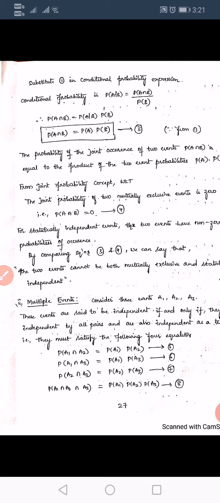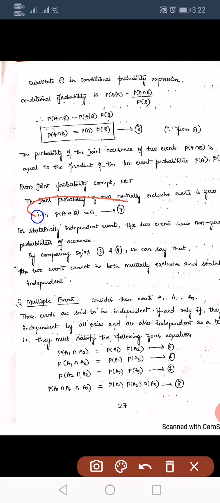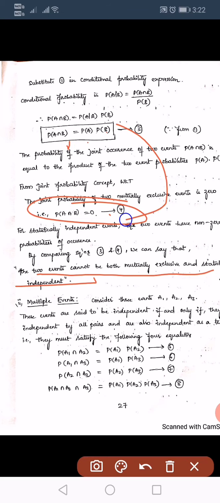So for mutually exclusive events, P of A intersection B is equal to 0. Now, from this we can say that two events cannot be mutually exclusive and statistically independent. Mutually exclusive means A intersection B is 0. Statistically independent means A intersection B equal to P of A into P of B. So these two cannot occur at the same time. We cannot relate these two. So the two events cannot be mutually exclusive and statistically independent at a time.